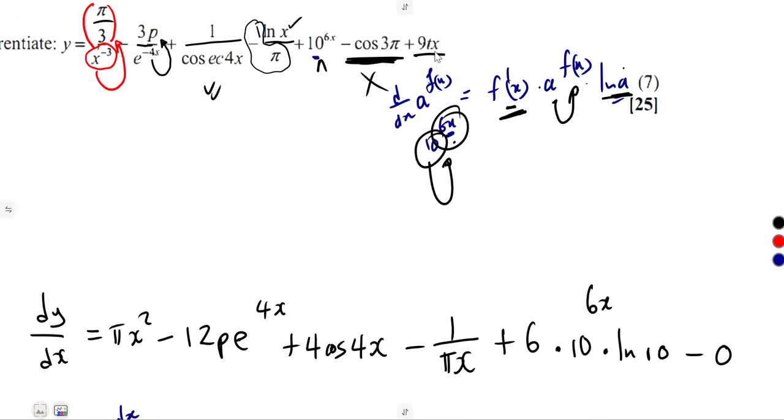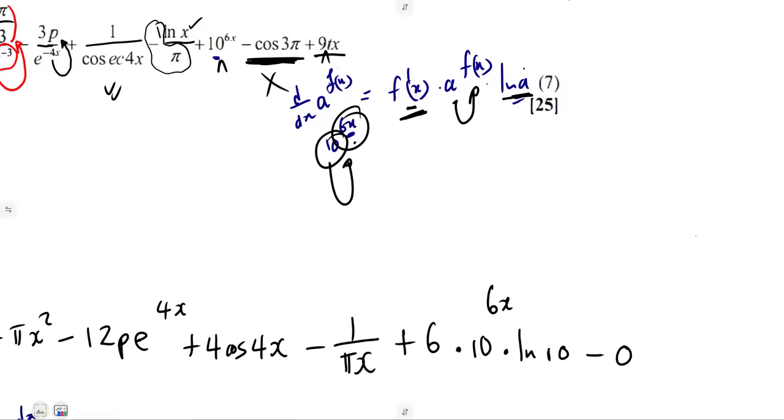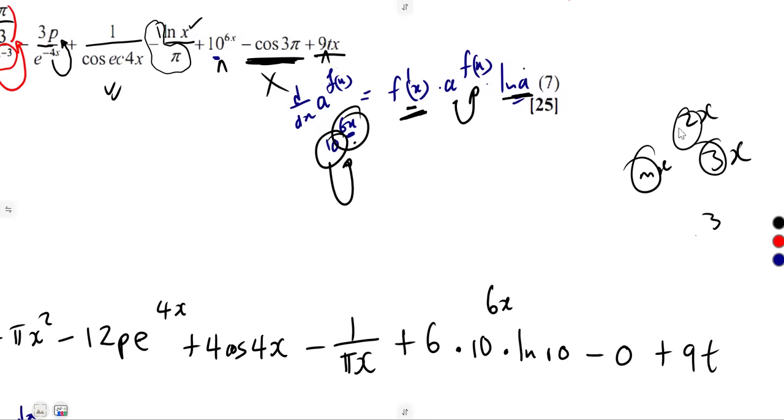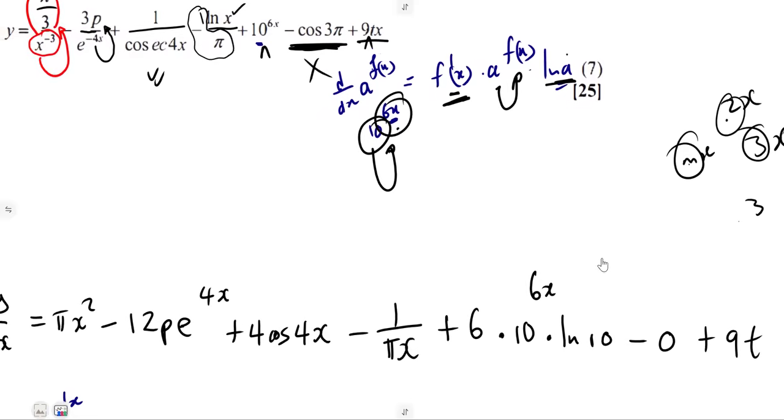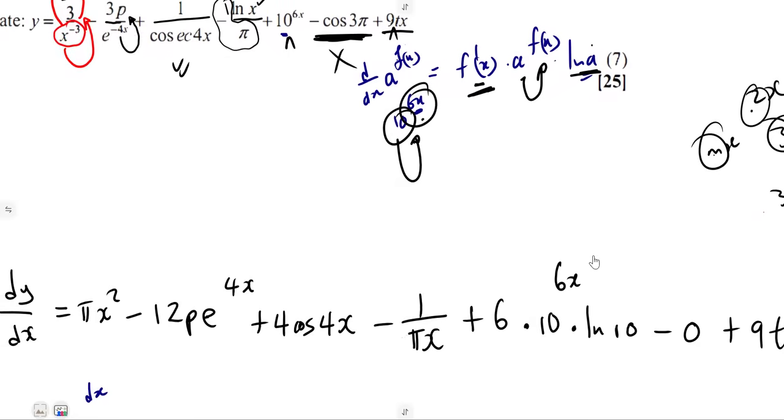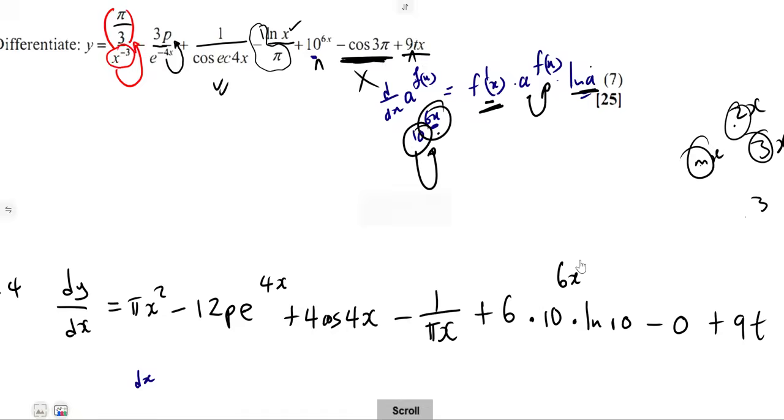9tx. It's a linear. So the derivative, we're just going to take that part, the coefficient of x, which is what? Which is 9t. It's a linear. Mx, 2x, 3x. The derivative, we just take these coefficients, 3, 2, like that. We have differentiated each and every part. So that is the derivative concept.